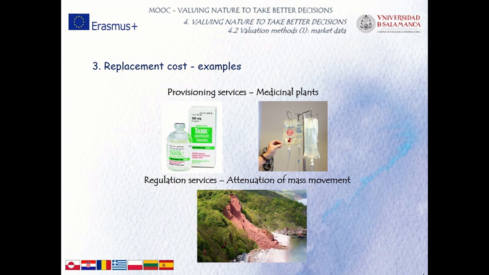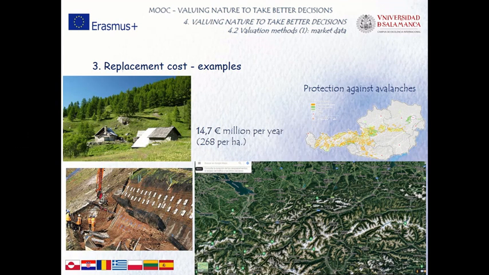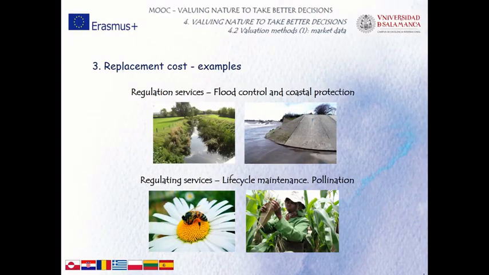If we didn't have vegetation that would contribute to attenuate this sort of mass movement, what would we have to do? Maybe we should build some embankment. So we should count on some human infrastructure that would be expensive, and then the money spent in that infrastructure would be the replacement cost for our ecosystem service. Very similar to the case of avalanches. If we did not have trees preventing mass movements, then we might need some embankment, some artificial construction to get the same result. If we didn't have this vegetation alongside the rivers, then we might need again embankments.